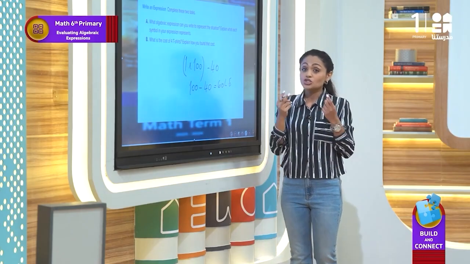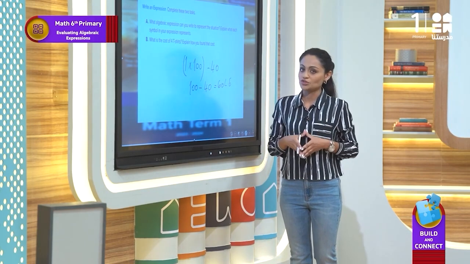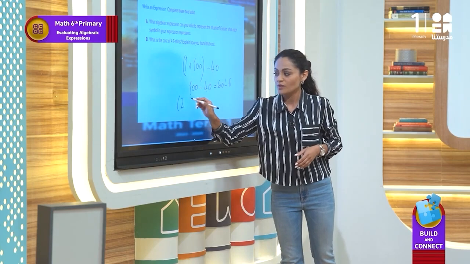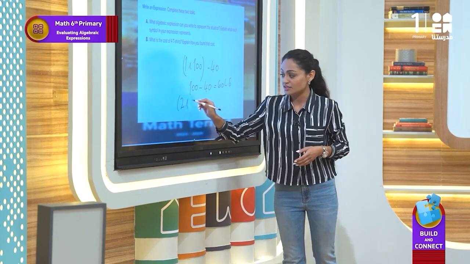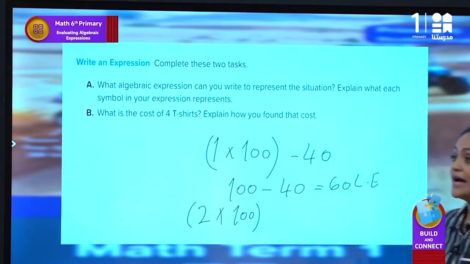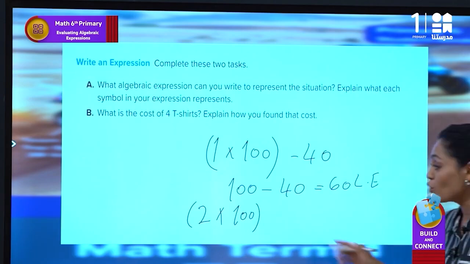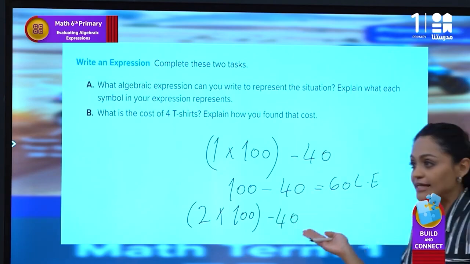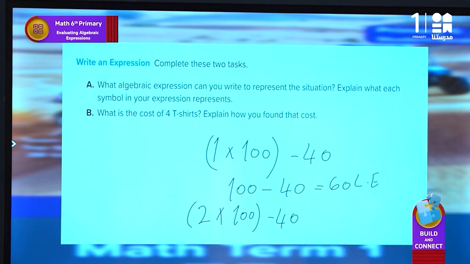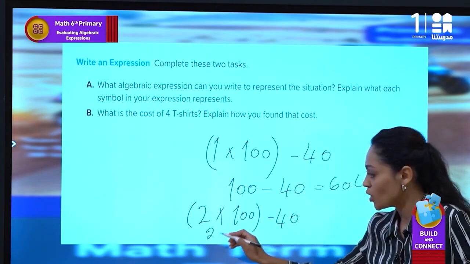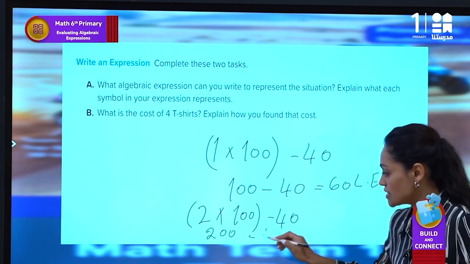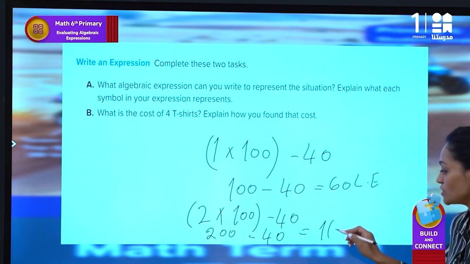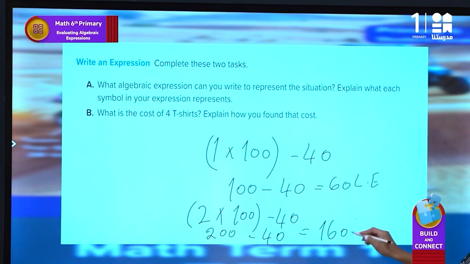And if we buy 2 t-shirts, what are we going to do? Exactly, we're going to do 2 multiply 100. And then subtract 40 from the result, right? That will be 200 minus 40 equals exactly 160 LE.